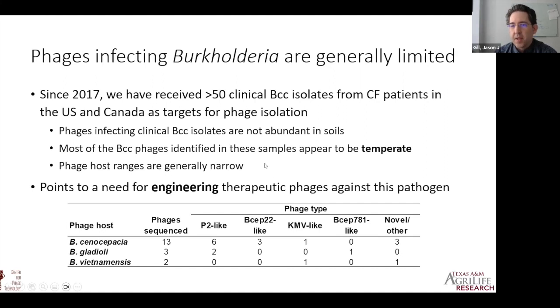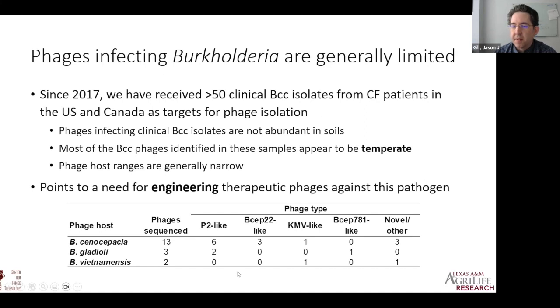Partly that's the phage, and partly that the bacteria we're actually trying to go after here are very diverse. A lot of these infections are acquired from the environment, and so the diversity of the pathogen is very high. So this really points to a need for engineering these phages against the pathogen here.